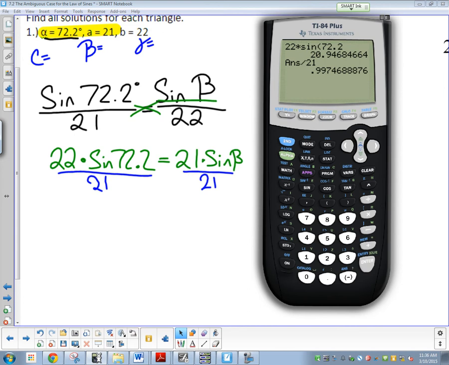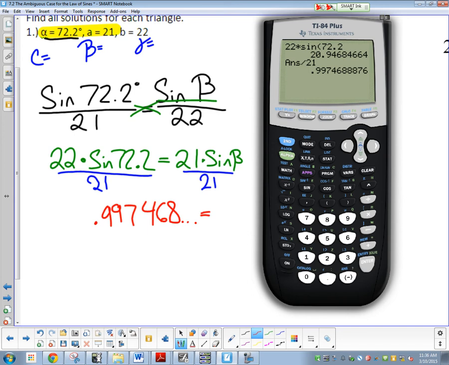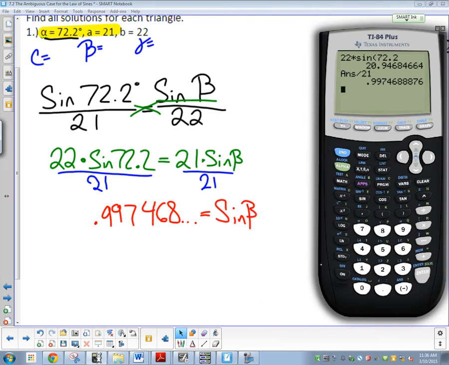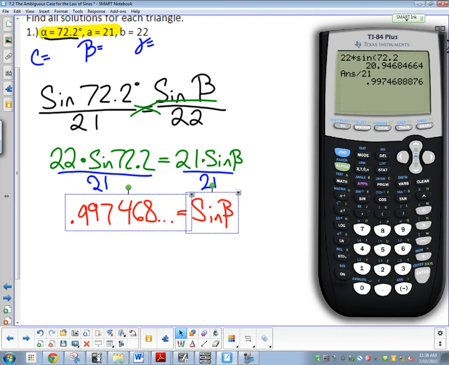0.997, etc. Is that beta? That is not beta. I do not want to round it yet because it's not my answer. 4, 6, 8. Okay, and it goes on forever. Is going to be equal to what in this case? Sine of beta. It's not beta, it's what sine of beta is. I want to have just beta. What do I need to do in this problem to get just beta by itself?